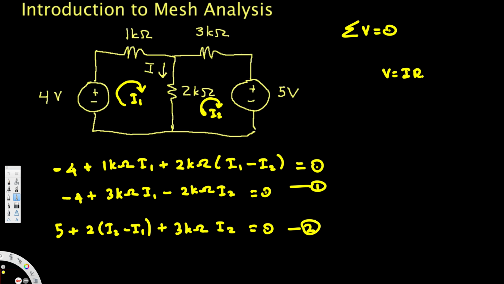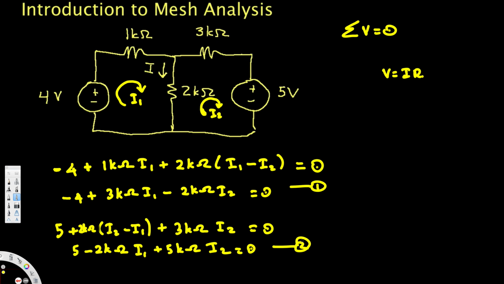Now we can go ahead and create our matrix, but before we create the matrix, let's move these numbers to the other side. Also we can write this equation a better way, like this is 2 kilo ohm actually. Let's simplify this one. This is going to be 5 plus, we have negative 2 kilo ohm I1, and we have 2 kilo ohm I2 plus 3 kilo ohm I2, that's going to be 5 kilo ohm I2, right? And that's equal to 0. This is our second equation.